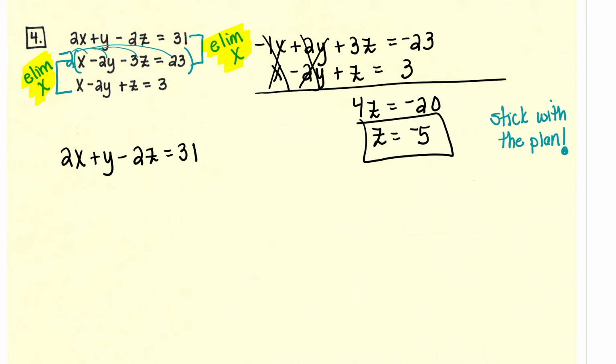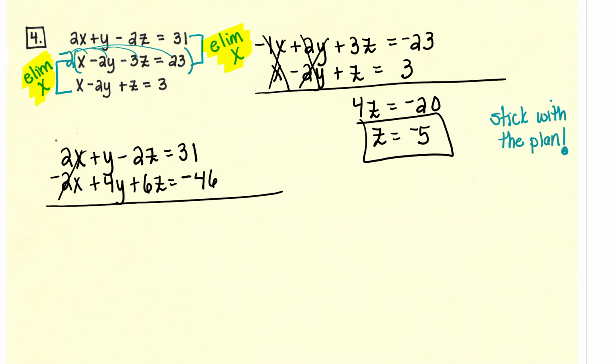Negative 2 times x is negative 2x. Negative 2 times negative 2 is positive 4y. Negative 2 times negative 3 is positive 6z. And negative 2 times positive 23 is negative 46. Okay, let those x's cancel. And when they do, that gives me 5y plus 4z is equal to negative 15. Now that is a star equation.